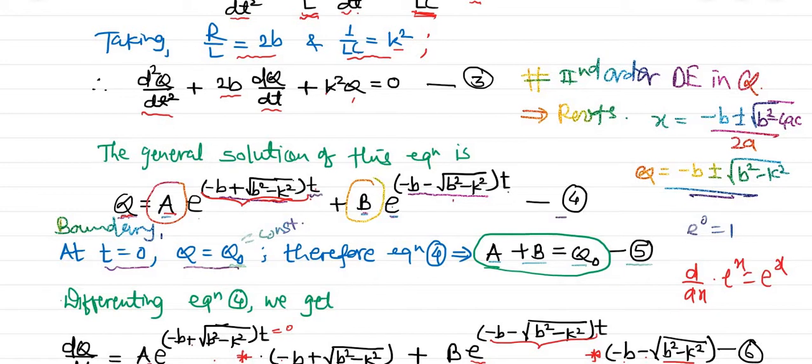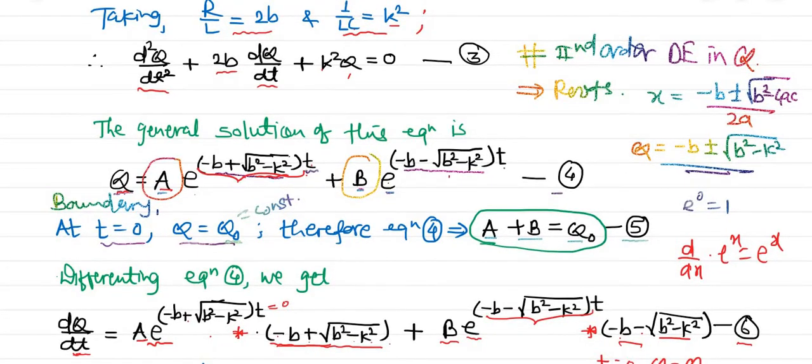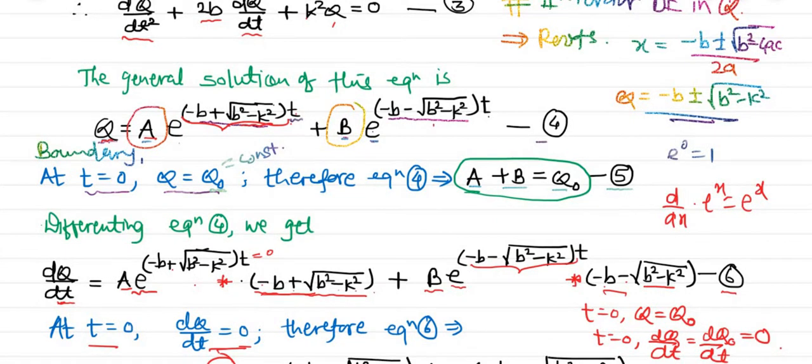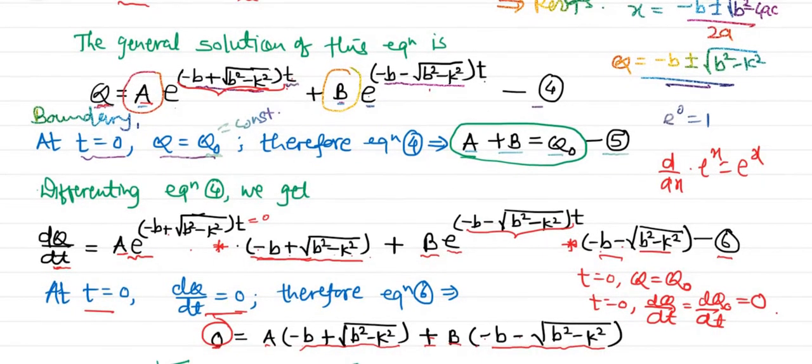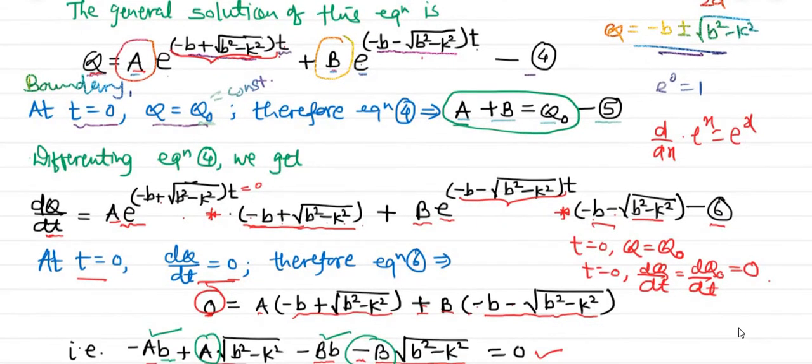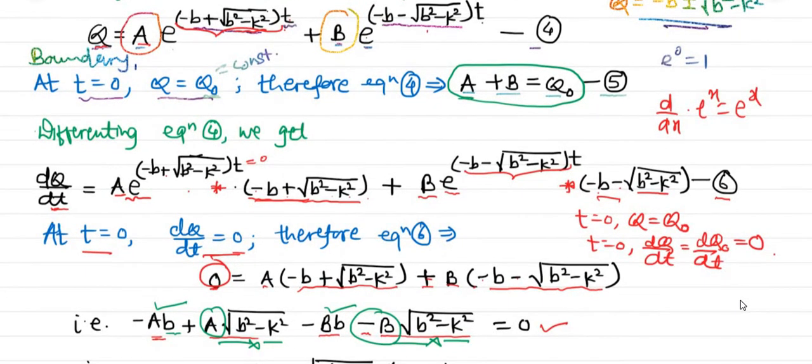Then we applied boundary conditions to find the values of A and B. At the first boundary condition, T is equal to 0, Q is equal to Q0, we got A plus B equal to Q0, equation 5. For the second boundary condition we first differentiate the general solution, dq by dt, and we got equation number 6. Then we applied the second condition at t is equal to 0: dq by dt must be 0, because q at t is equal to 0 is Q0, which is constant, and its derivative must be 0.